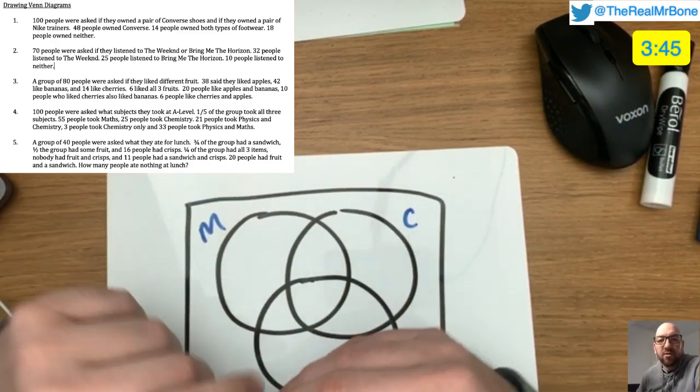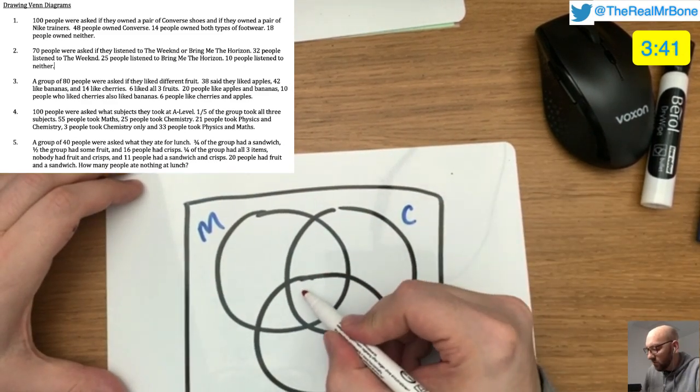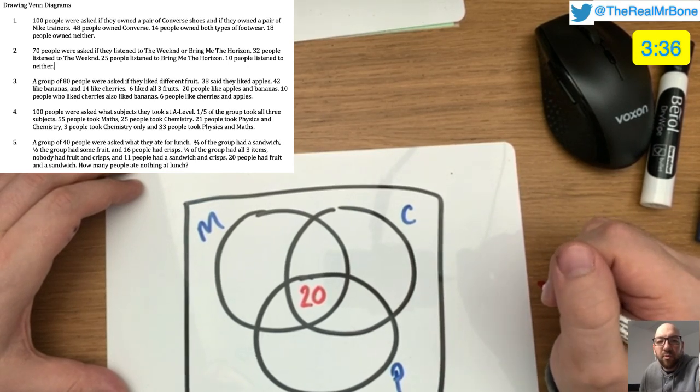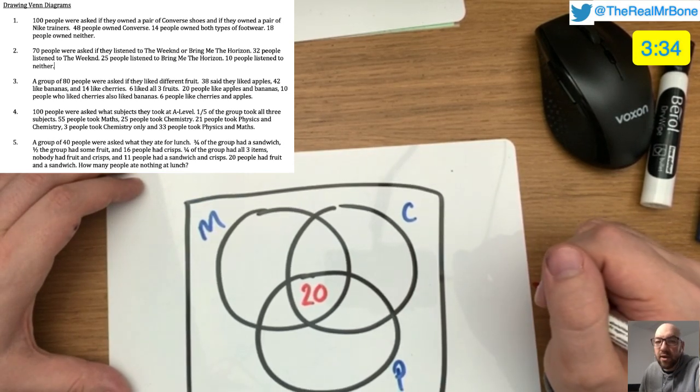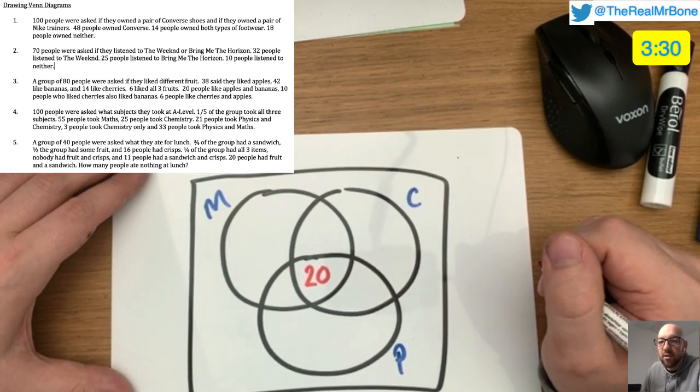100 people get asked what subjects they took. 1/5 of them take all 3, so 1/5 of 100 is 20. 55 people take maths, we can't fill that in yet. 25 people take chemistry, we can't fill that in yet. 21 people took physics and chemistry.